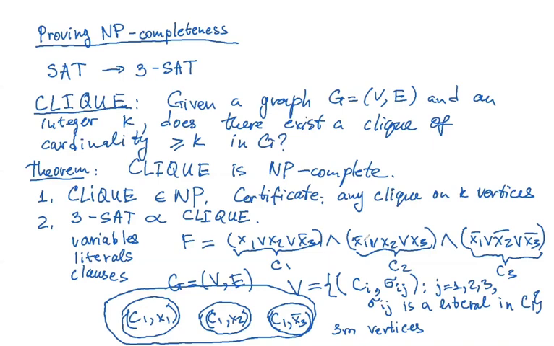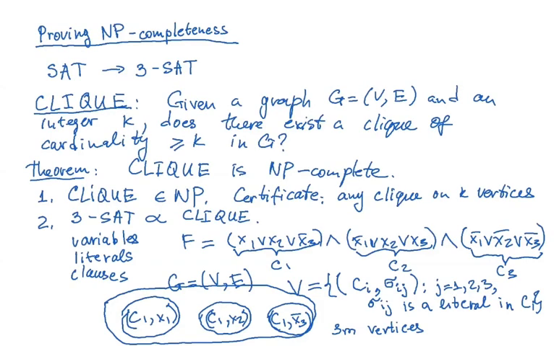Therefore, these two corresponding nodes in the graph will not be compatible, meaning that we will not have an edge between these two. On the other hand, if I look at, let's say, C1 x2 versus C2 x2, we can satisfy both clauses by setting the variable x2 to true. So now these two vertices will be adjacent in our graph. They can belong together to this clique. Let's illustrate this in more detail in the next slide.